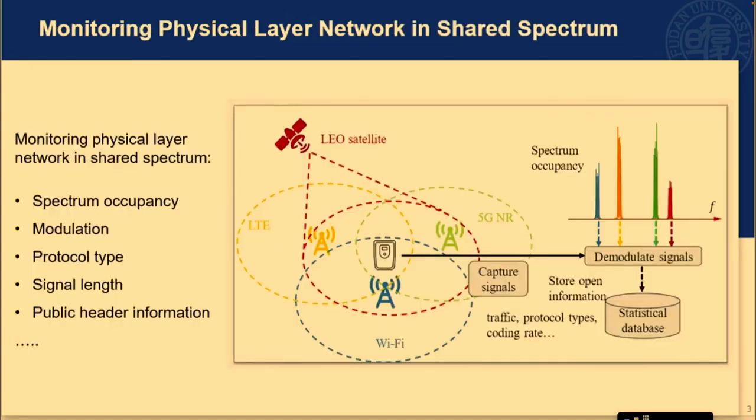To optimize wireless networks, it would be helpful to sniff granular details in the physical layer, such as spectrum usage, modulation types, protocol types, signal lengths, and open header information. This information is vital for effective network management, helping us identify potential spectrum conflicts, track signal activity patterns, and diagnose misconfigurations. However, capturing these signals across wide shared spectrum requires high sampling rates and complex processing, which poses significant challenges.